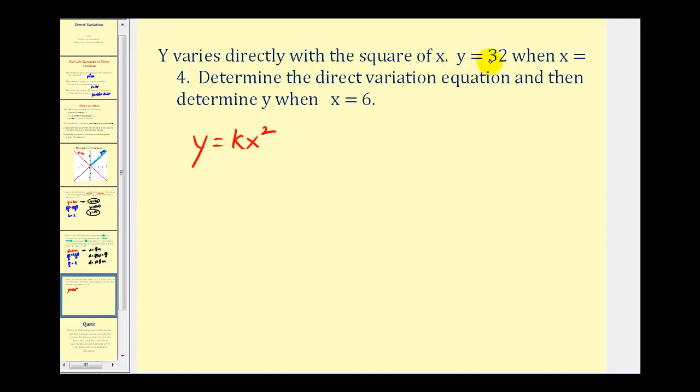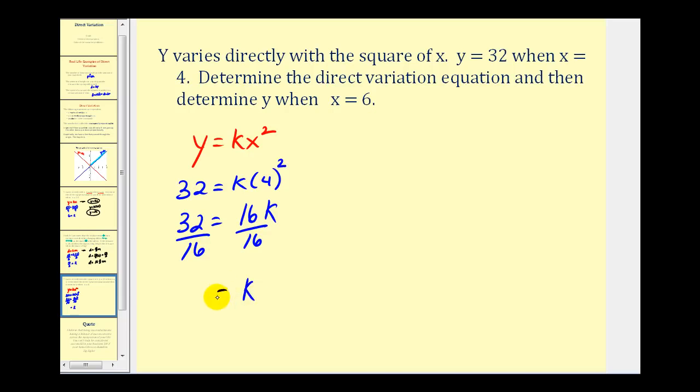So by performing substitution, y equals 32 when x equals 4. And again, remember 4 is squared. So we'd have 32 equals, this would be 16k, dividing both sides by 16. For this problem, k is equal to 2. So our variation equation is y equals 2 times x squared.